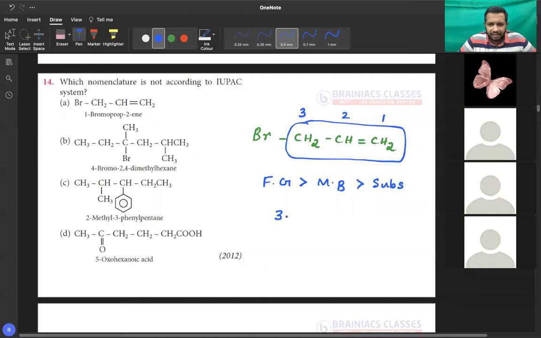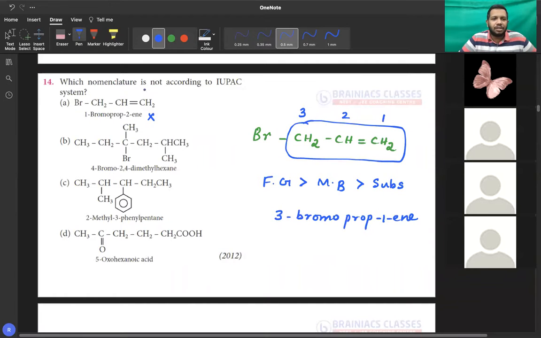I can say this is 3-bromo. Okay. Word root, 3 carbon atoms are there, so prop. And at the first position you have ene. So prop-1-ene, or 3-bromopropene. Here they have mentioned it as 1-bromopropene. I know that that is wrong.